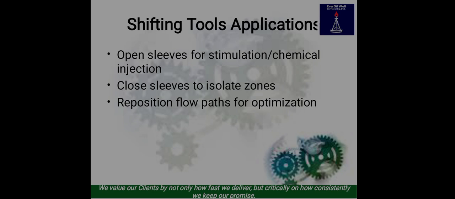Then we come to shifting tools applications. Shifting tools are used to open sleeves for stimulation or chemical injection, close sleeves to isolate certain zones, especially in multi-zone wells, and redirect or control fluid flow for production optimization. This makes shifting tools critical for reservoir and production management.